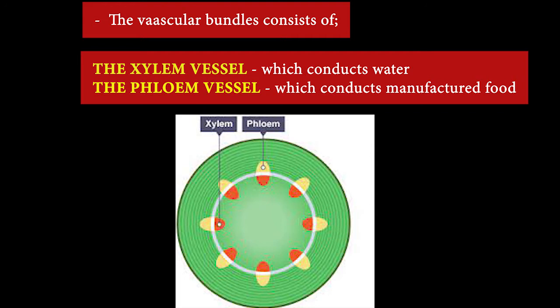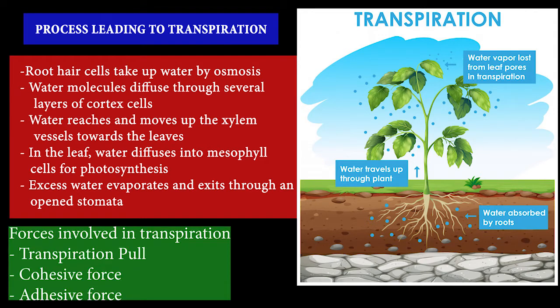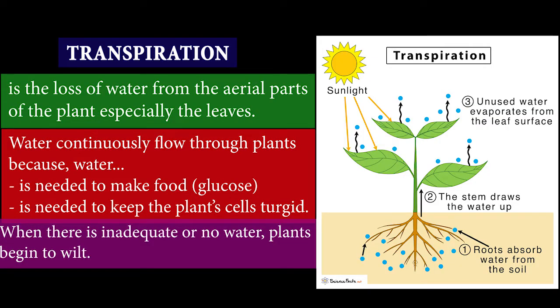So let's start with the transport of water in plants. Plants' root hair cells take up water by osmosis in the soil or wherever they find themselves. Water molecules then diffuse through several layers of cortex cells before reaching the xylem vessels. With the help of forces such as the transpiration pull, cohesive force, and adhesive force, water is moved upward to the leaves where water is needed for photosynthesis. In the leaf, water diffuses into the individual mesophyll cells. Excess water evaporates and exits the leaf through an opening called the stomata into the atmosphere. Transpiration is therefore the loss of water from the aerial parts of the plant, especially the leaves.